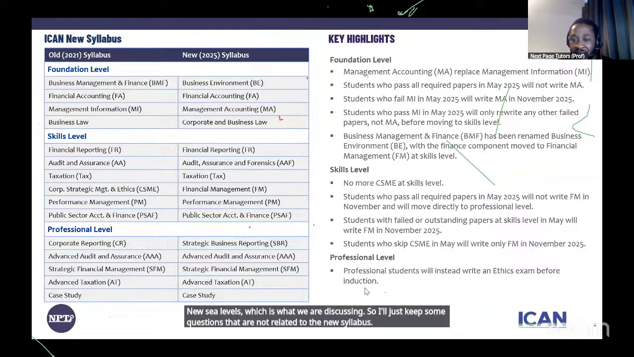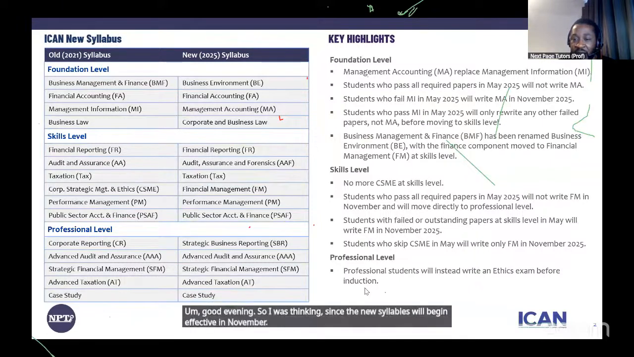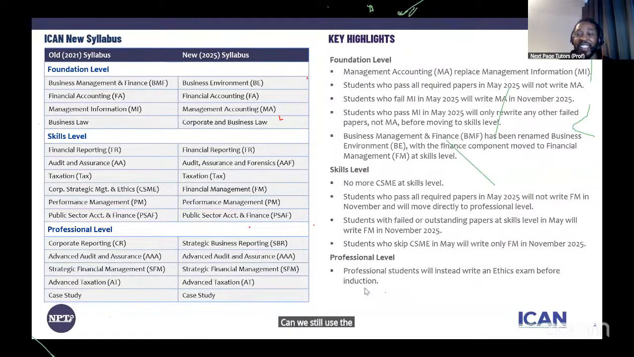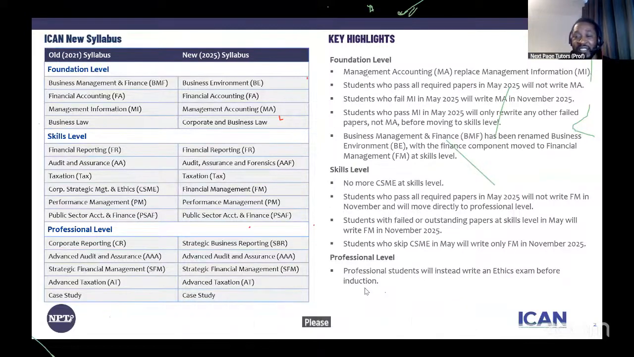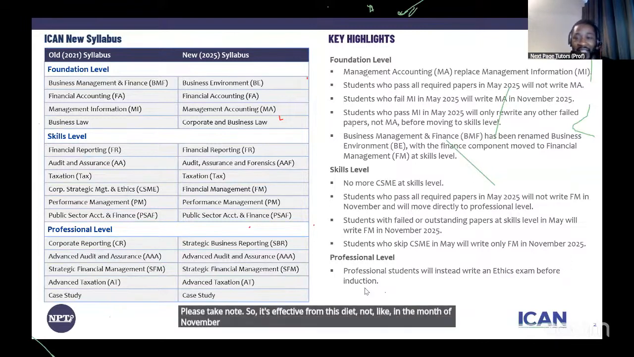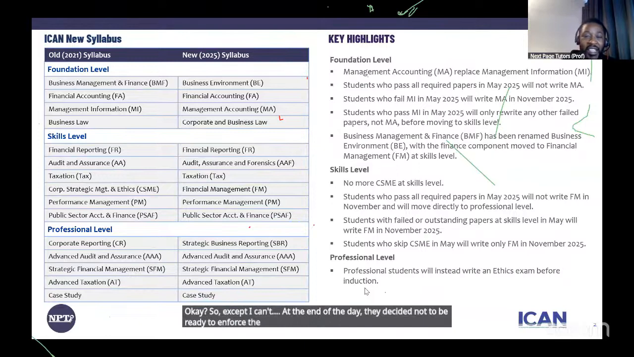Good evening, sir. I was thinking since the new syllabus will begin effective in November, can we still use the old syllabus? Effective November means effective in the November diet syllabus. Please take note. So it's effective from this diet, not like in the month of November when you're writing the exam. Okay, except ICAN at the end of the day decides not to be ready to enforce the new syllabus, and then they will send the necessary communication.